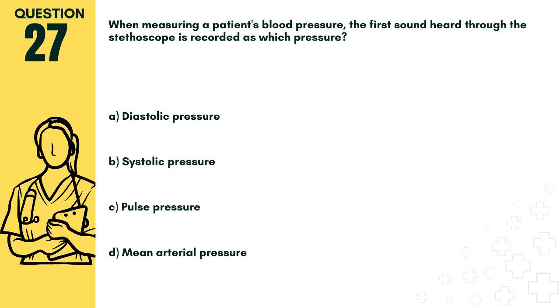Question 27. When measuring a patient's blood pressure, the first sound heard through the stethoscope is recorded as which pressure? A. Diastolic pressure. B. Systolic pressure. C. Pulse pressure. D. Mean arterial pressure.